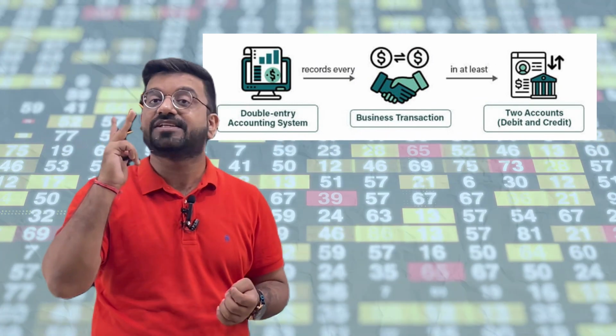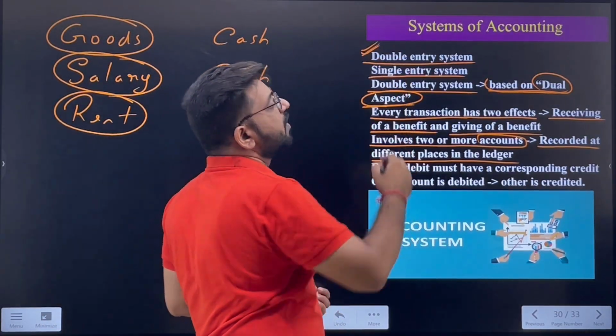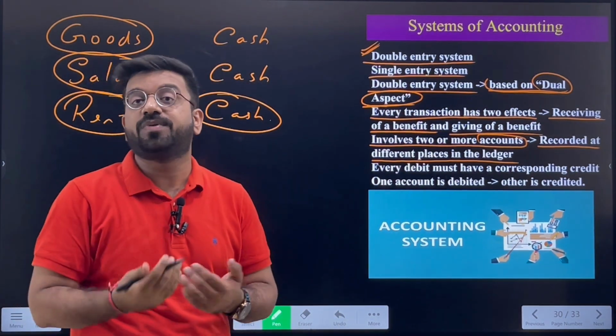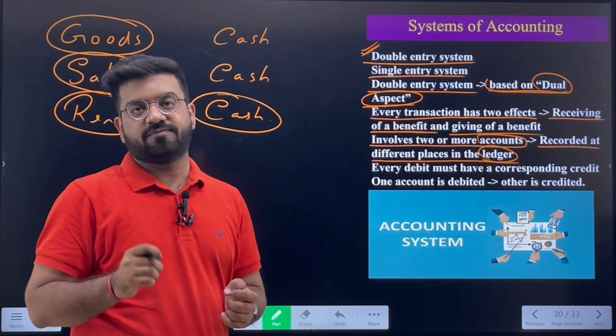So for each and everything there is an account. All transactions involve at least two accounts at the same time. So that is known as the double entry system, where both aspects have to be recorded at different places in the ledger account. I hope this is very much clear to you.